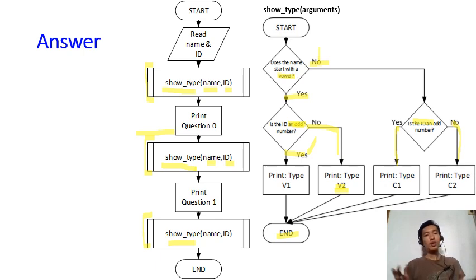Okay, so this is our complete flowchart. You have the main flowchart for the main algorithm, and then you have the flowchart for the show type function itself. Remember that we need to send the name of the student and the ID of the student, because inside the function we need that information to check and to decide which type of problem the student must do in this exam.